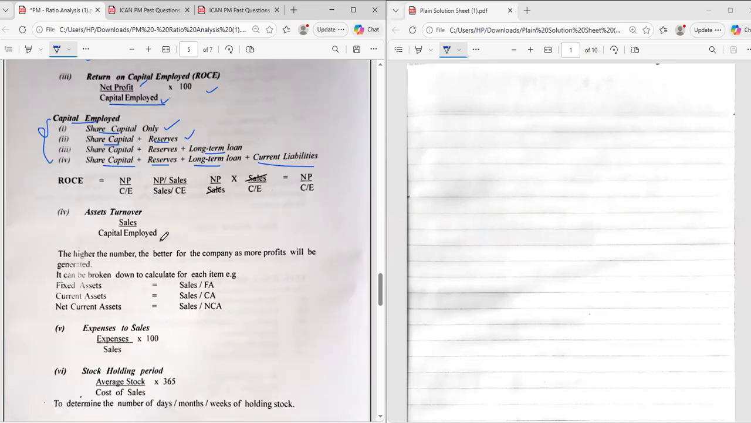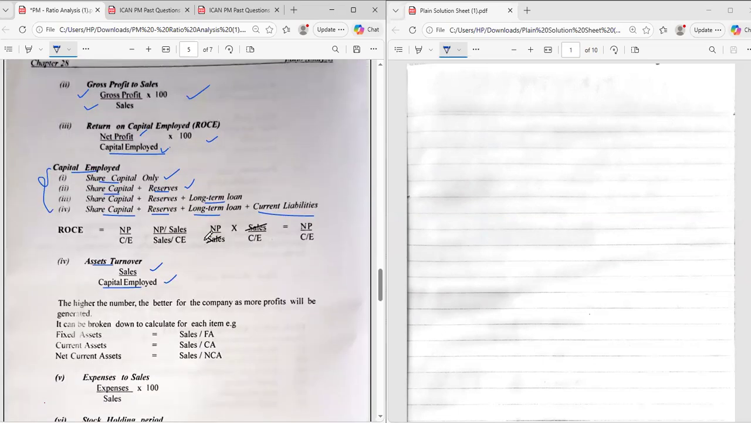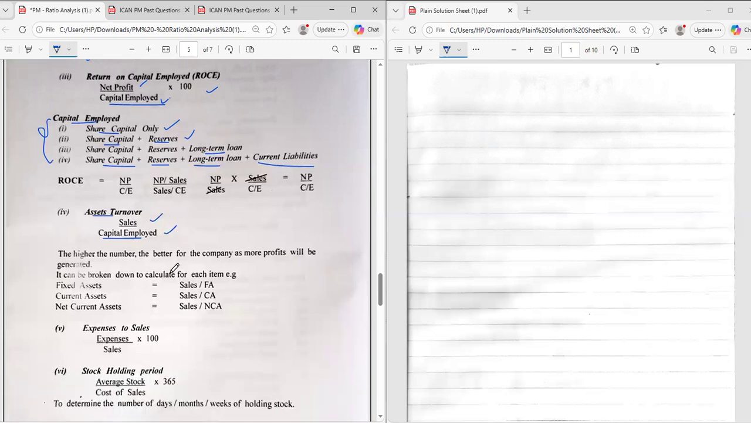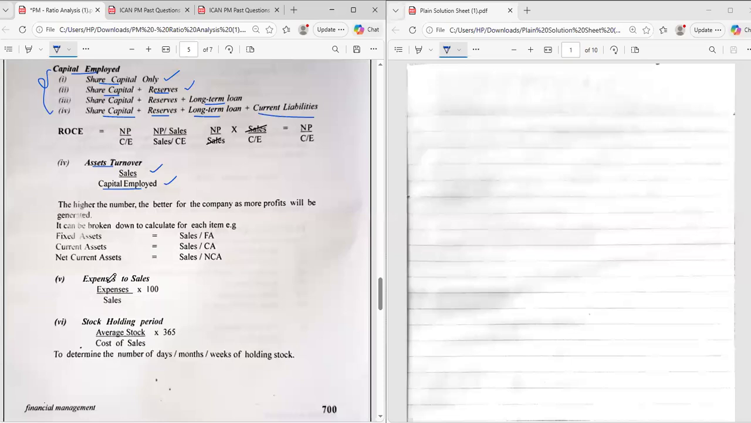Makes sense. Okay? Then the next one is going to be your asset turnover, where you have sales divided by capital employed. You already know what capital employed is. Okay? I hope you are jotting those formulas, so when we start solving, I will ask you for the formulas. All right, then we have expense to sales.